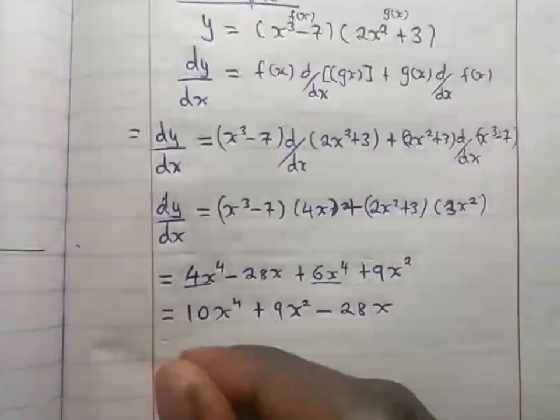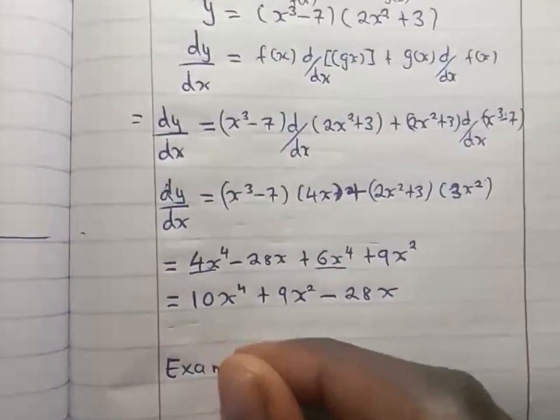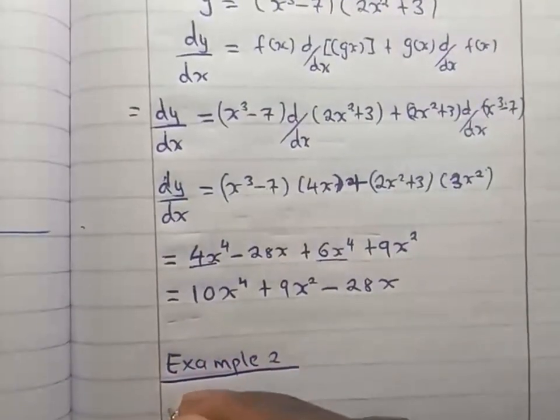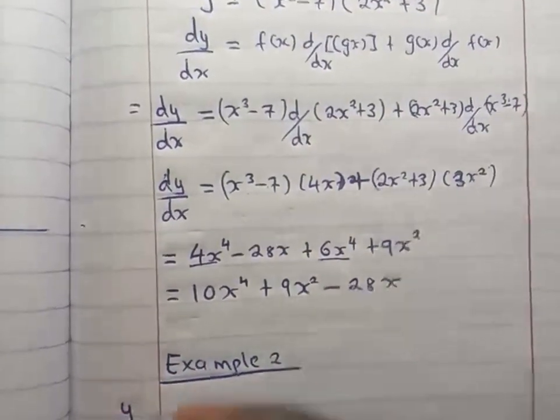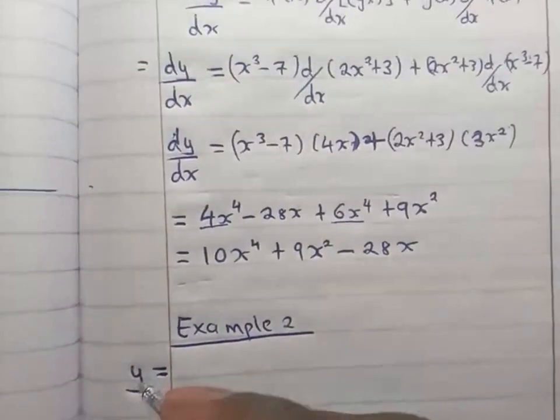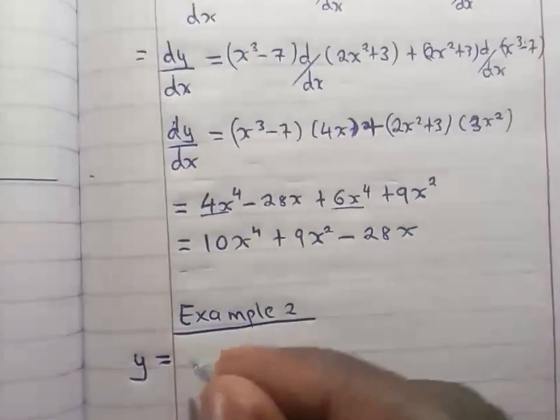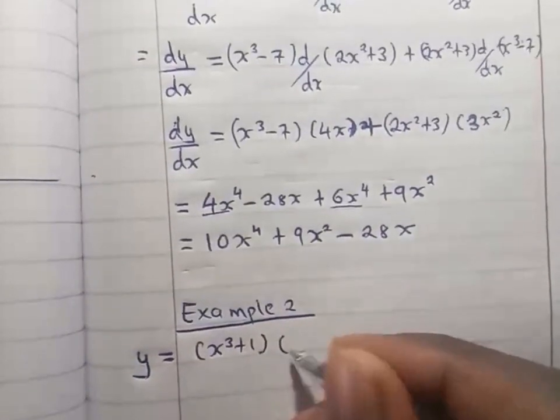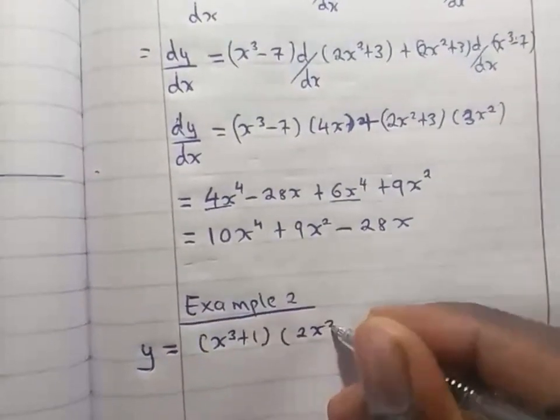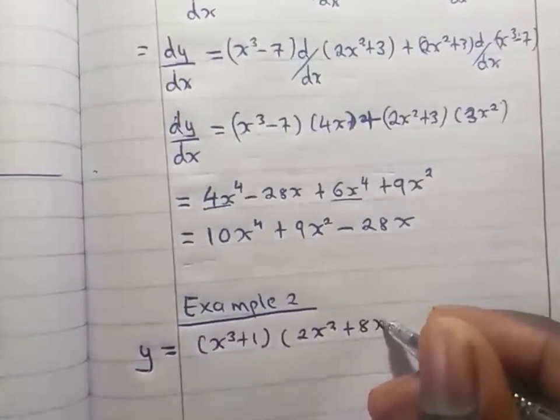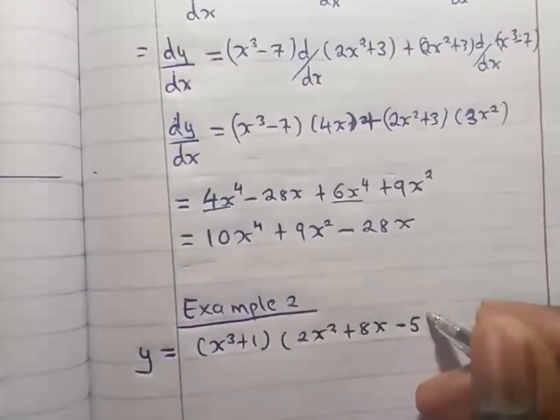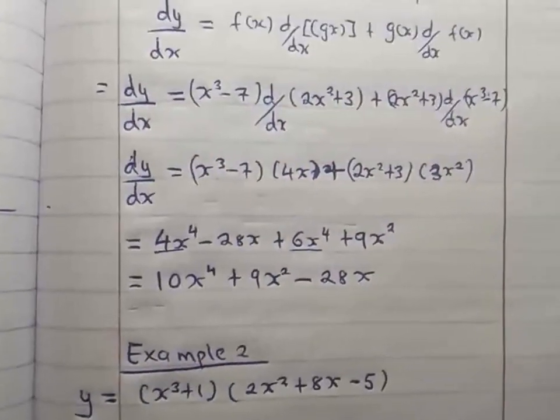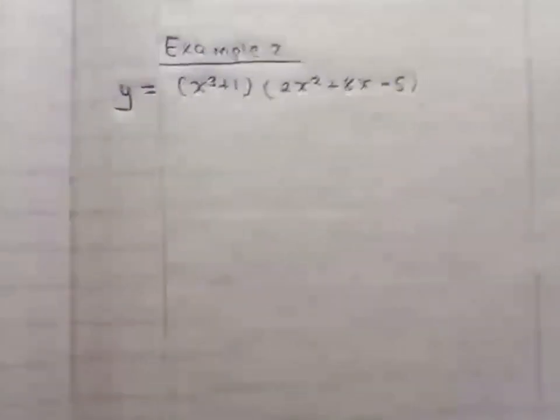For another example, we are going to take y is equal to x cubed plus 1, times 2x squared plus 8x minus 5. We will follow the same process as before to solve this.